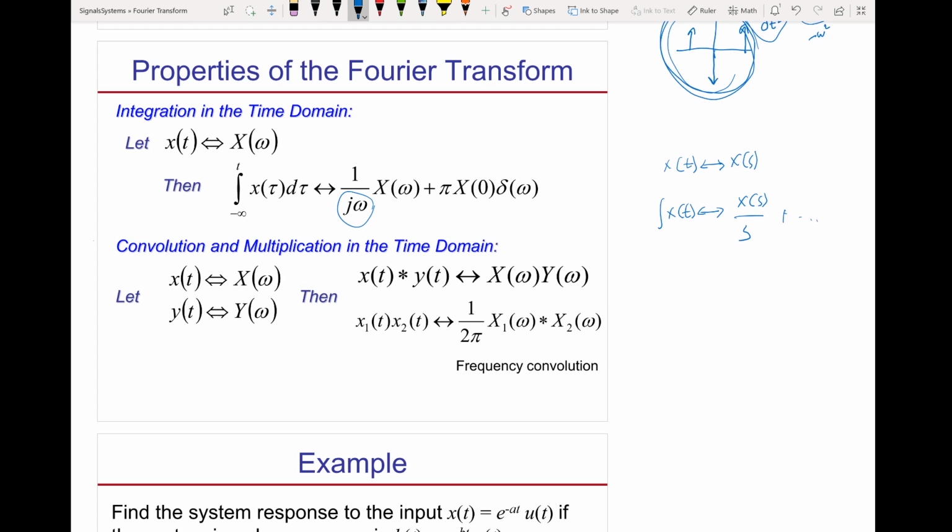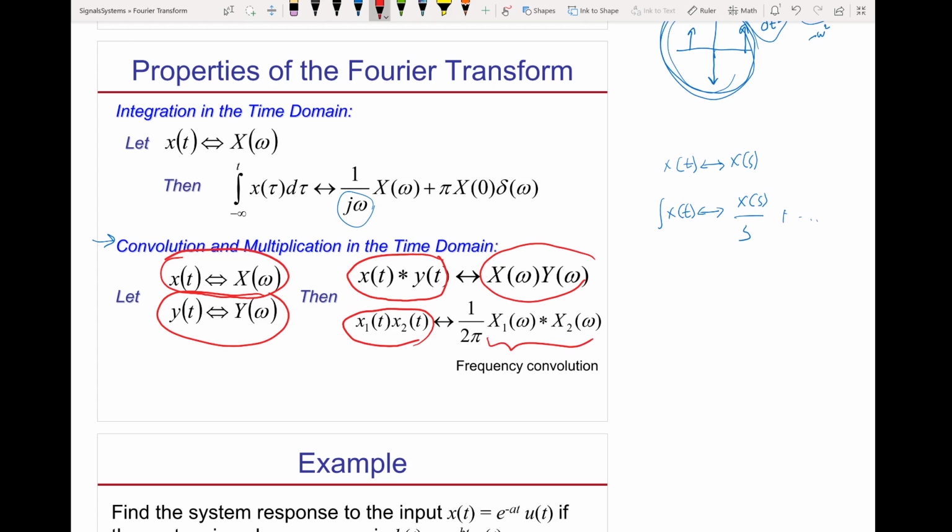The next one is convolution, which is another important property. We use it in system analysis. If I have x of t with Fourier transform X of omega, and another signal y of t with Fourier transform Y of omega, and I convolve these two signals in the time domain, in the frequency domain it's just a simple multiplication, X of omega times Y of omega. By duality, a multiplication in the time domain of x1 of t and x2 of t is, in the frequency domain, just a convolution divided by 2 pi.